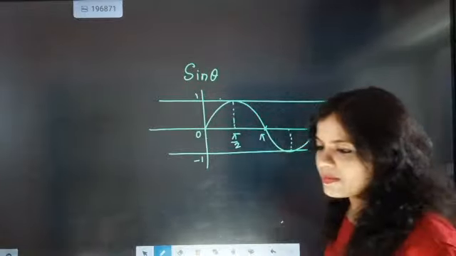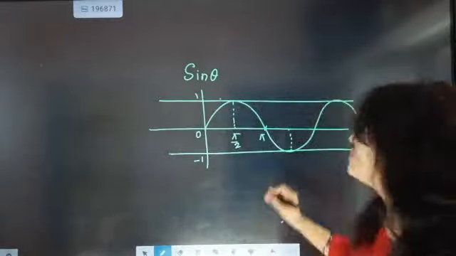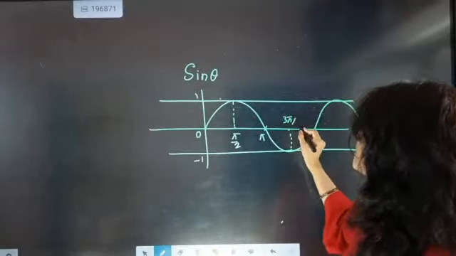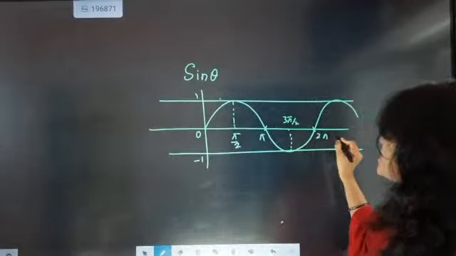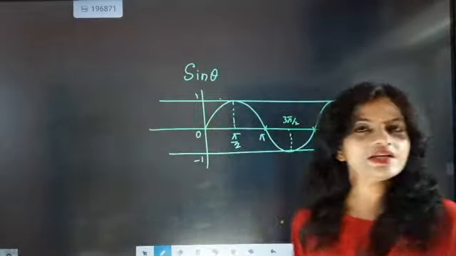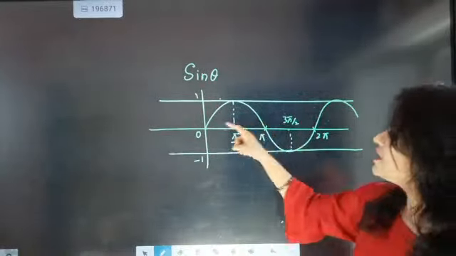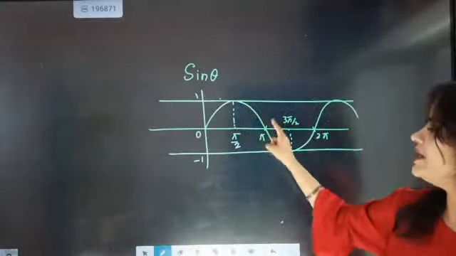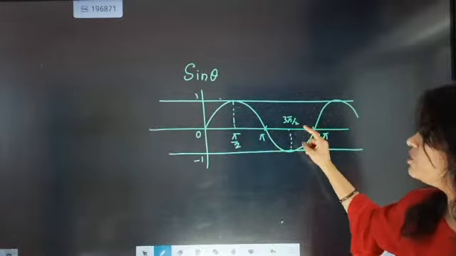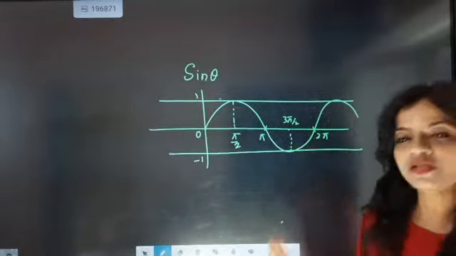okay. Now 3 pi by 2, and this part will become 2 pi. So that means when somebody gives you sine theta, you draw the graph like this, that is 0 to 90, 90 to 180, 180 to 270, 270 to 360.